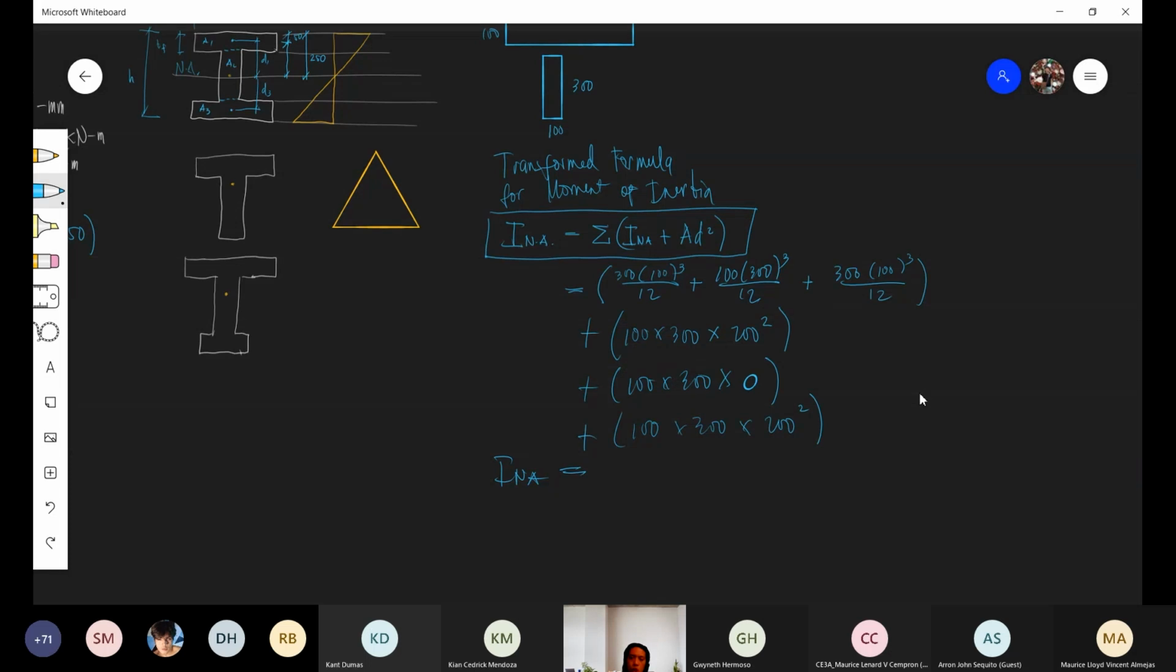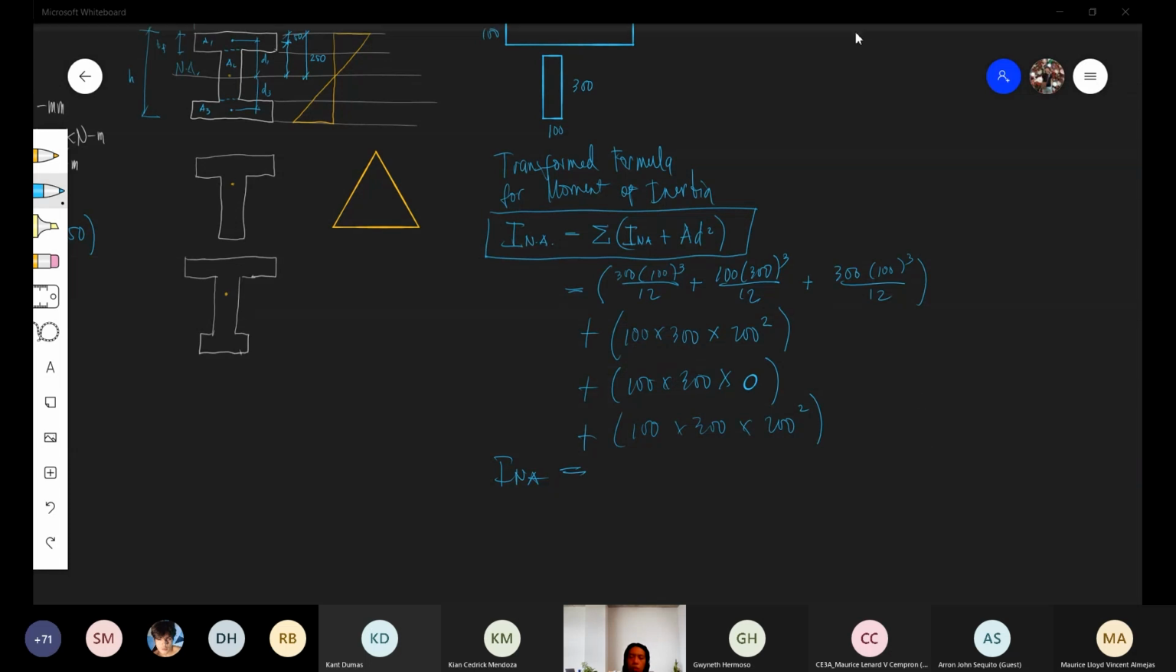Okay, this one naman. Puro niyo i-solve ano. Dapat compute na. Okay. We have 300 times 100 cubed. What is your base of all?